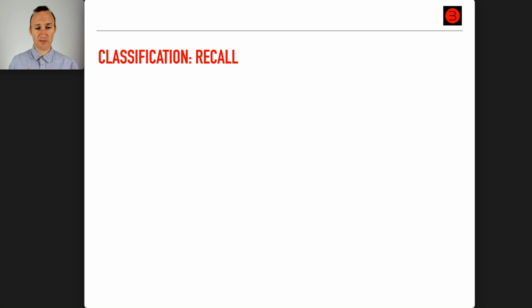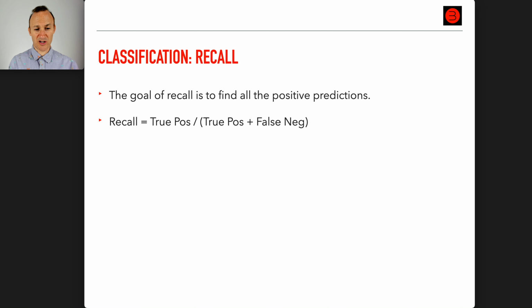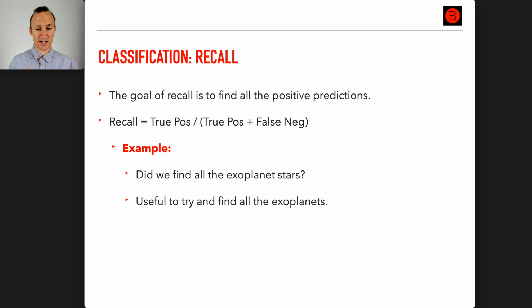Another classification scoring metric is recall. The goal of recall is to find all the positive predictions. In this case, we're going to find all the exoplanets. So recall is the true positives divided by the true positives plus the false negatives. Okay? Example. Did we find all the exoplanet stars? If that's the goal, recall is what you want. Okay? It's useful to try and find all the exoplanets.